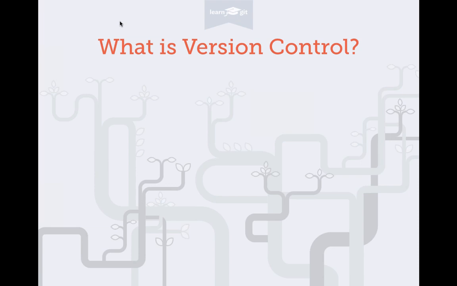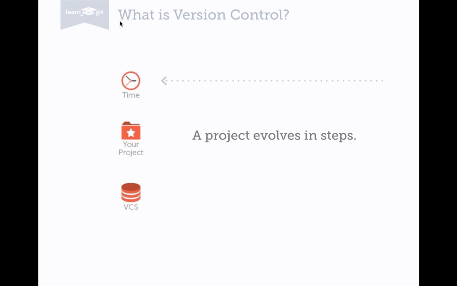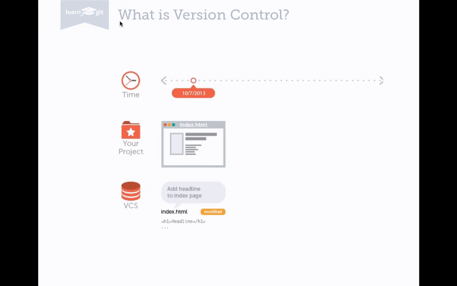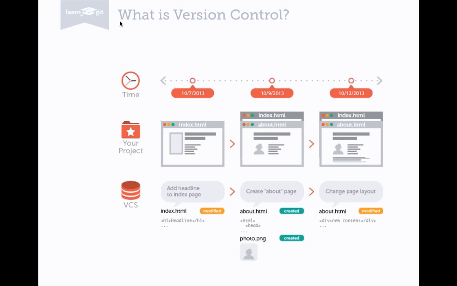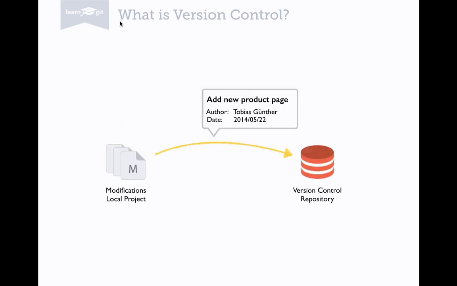Let's start with what version control actually is. Every project evolves in little steps. You might start with modifying an index.html page. A couple of days later, you modify an about page, add a photo, and yet a couple of days later, you again make modifications to that about page.